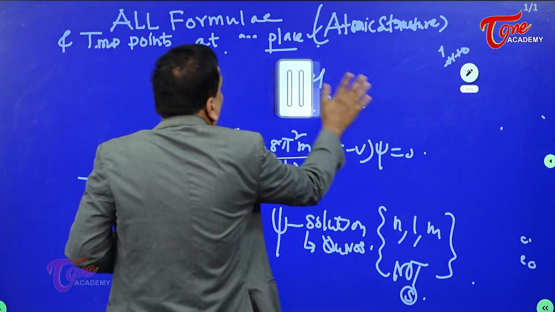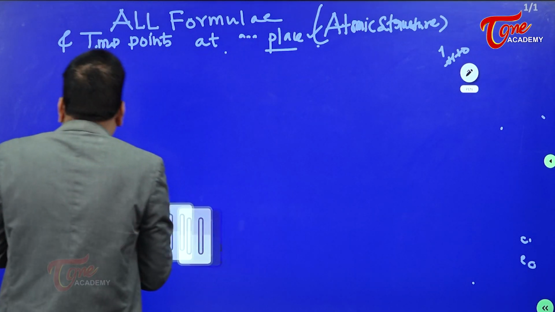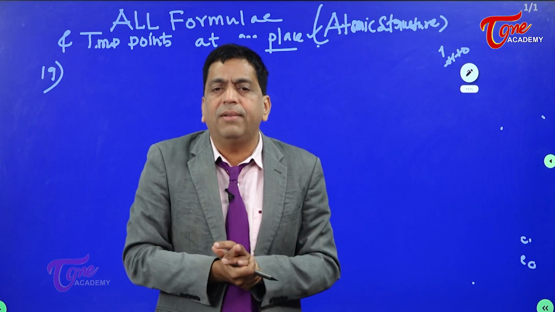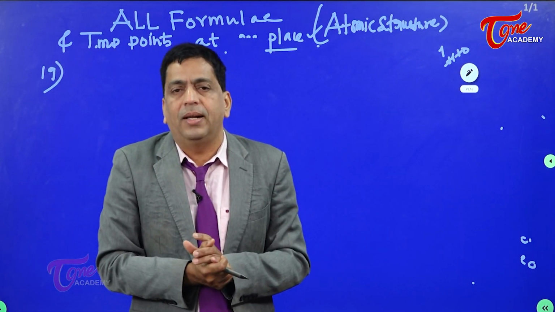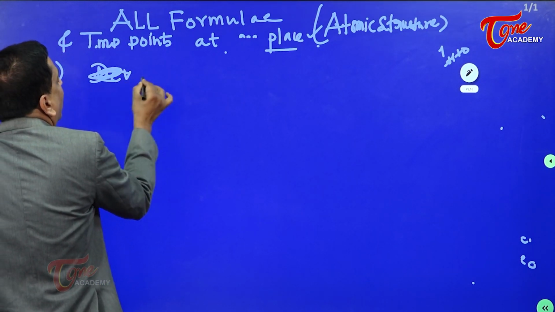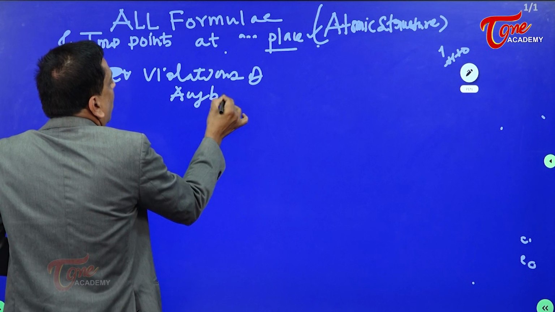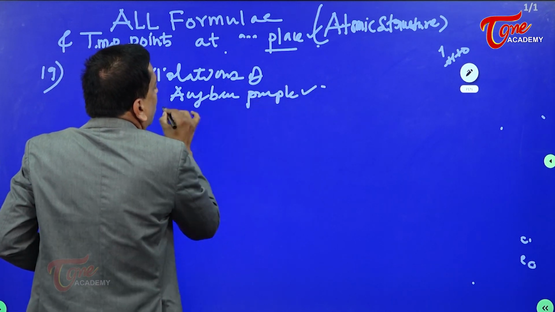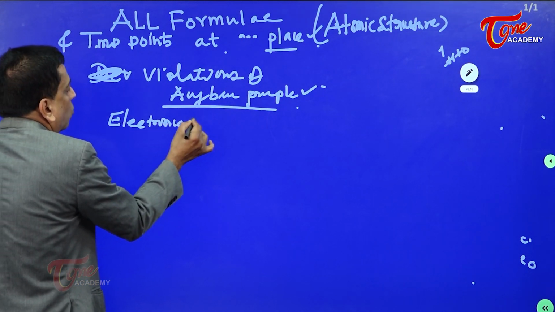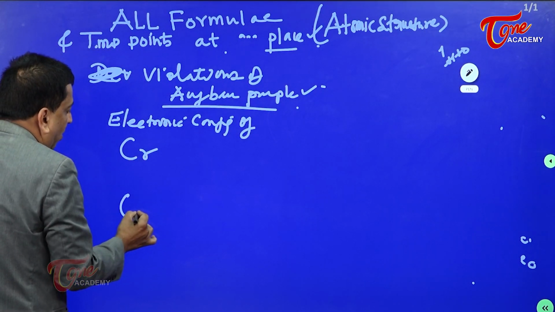Then you have the other point, that is, the 19th. What is the 19th point, which is extremely important for the exam? Well, you know the deviations from the Aufbau principle, which is very, very important. Now remember deviations, or I can say violations, of what? Aufbau principle. Violations of Aufbau principle you will see while writing the electronic configurations of what? Copper and chromium.